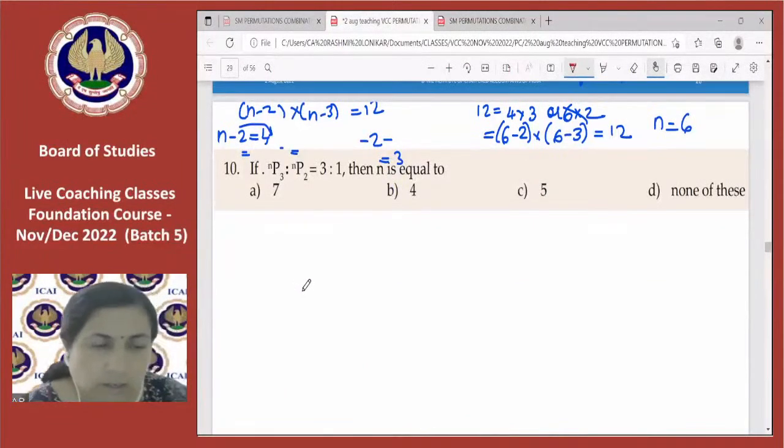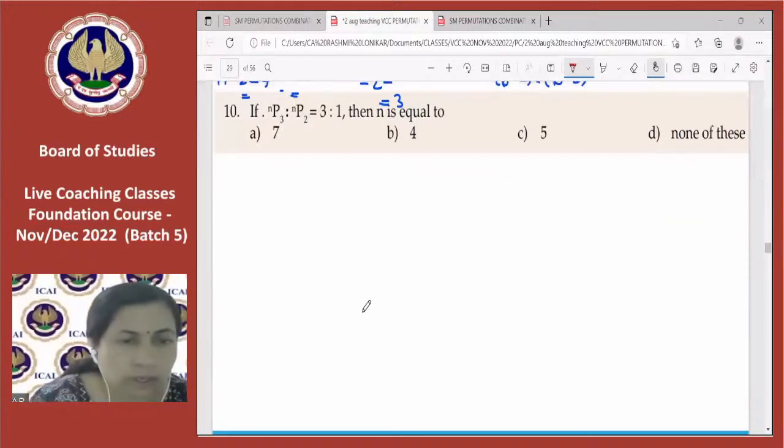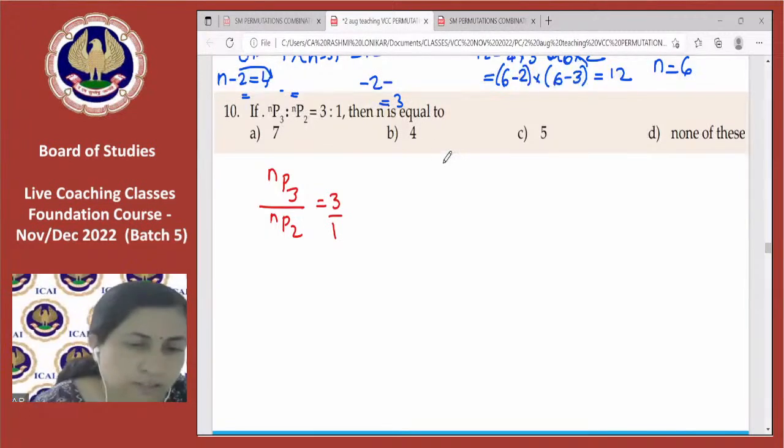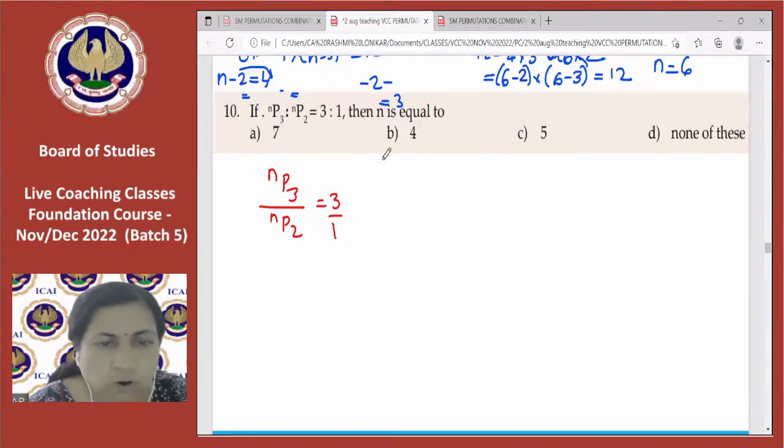Now the 10th sum. If nP3 upon nP2 is equal to 3:1, then n is equal to how much? Let me see the options: the first option is 7, second is 4, third is 5. All options seem to be valid. You can solve it by the solving method, which I will show first.